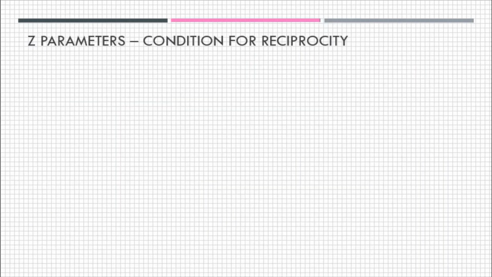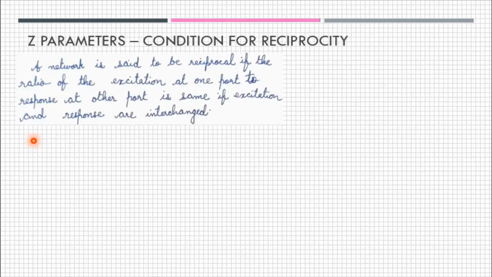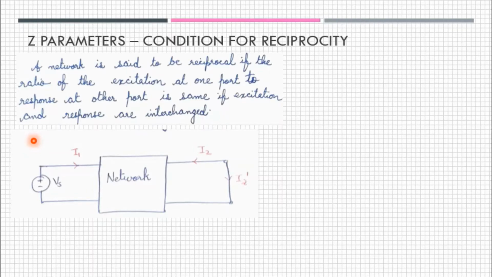Z parameters. Condition for reciprocity. A network is said to be reciprocal if the ratio of the excitation at one port to response at other port is same if excitation and response are interchanged. So let's consider this diagram. Here we are having the excitation at input port and response is measured at the output port. Here excitation is Vs and response is I2 dash.